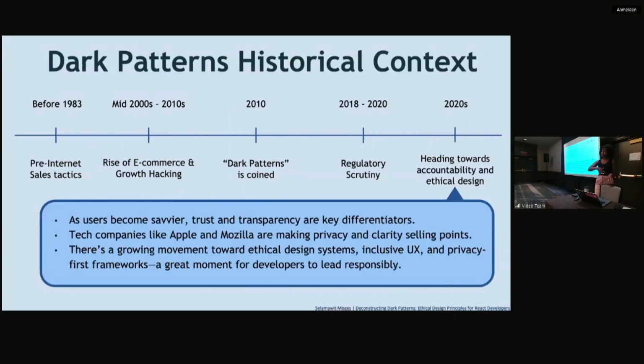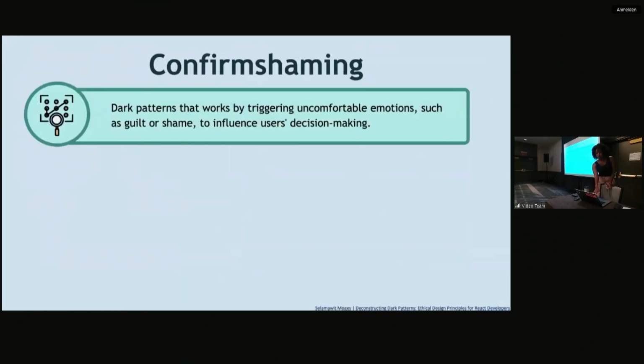So next, we'll be talking about some of my least favorite dark patterns. I'd like to highlight two of them. The first one is confirm shaming. This dark pattern works by triggering uncomfortable emotions such as guilt or shame to influence a user's decision-making. So what does this look like?